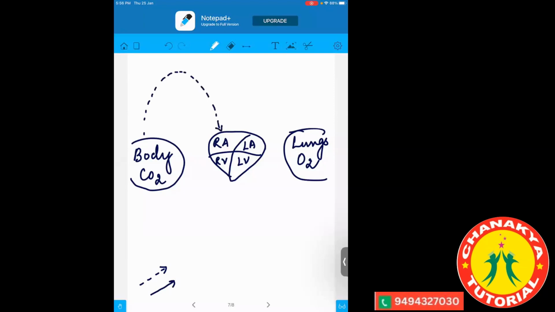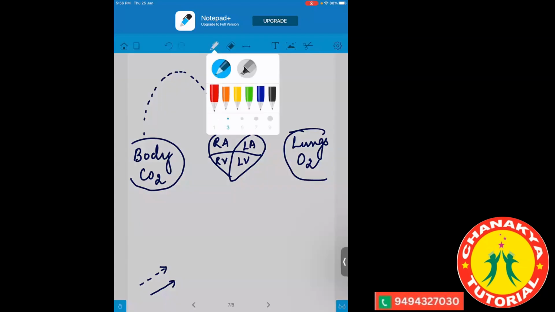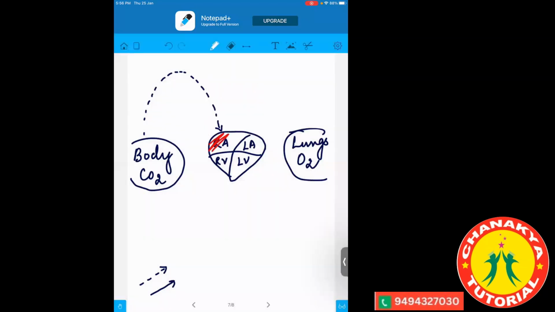So from the body now, this deoxygenated blood will be coming to where? To the right auricle. It enters the right auricle. So from the body, the deoxygenated blood will enter into the right auricle. Now, as soon as it enters, the right auricle gets filled with blood.